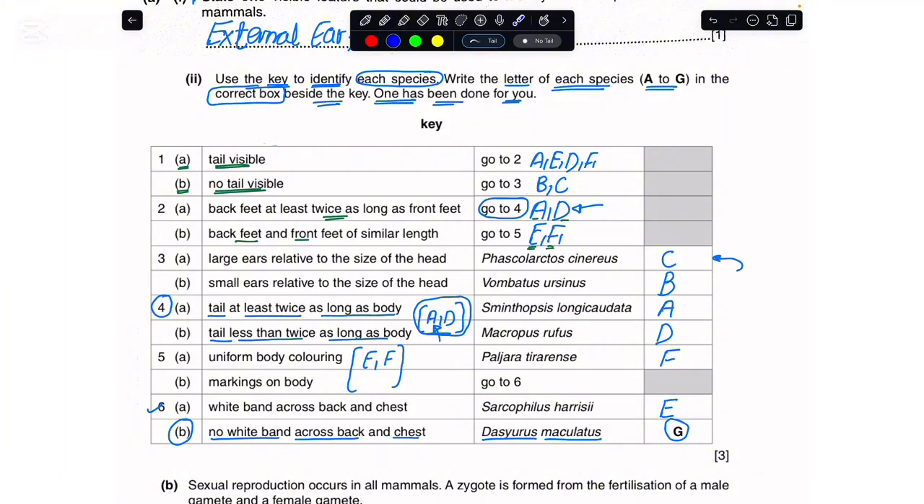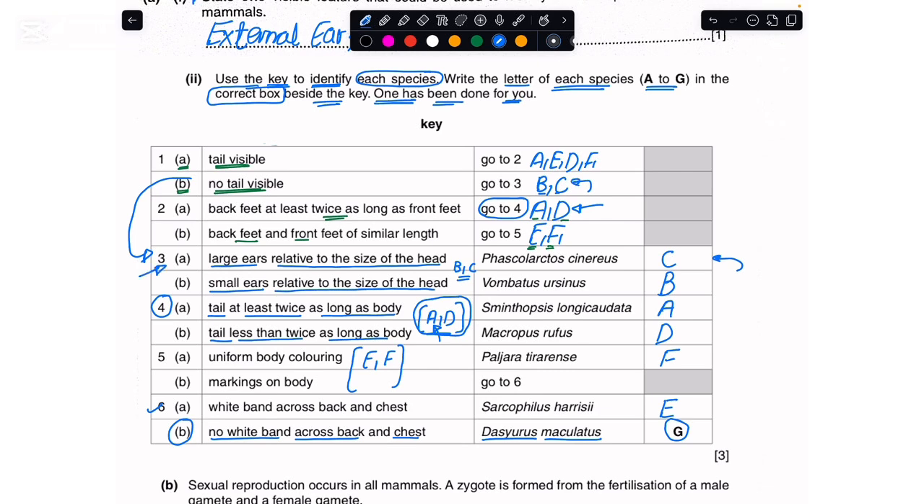So you see that we are done with A, E, D, and F, and now we are left with the B part where no tail was visible. And here we have highlighted that this would be B and C, and we are required to be going to point 3. So they say, among B and C, which has larger ears relative to the size of the head? And then they say small ears relative to the size of the head. So we are required to be choosing between B and C.